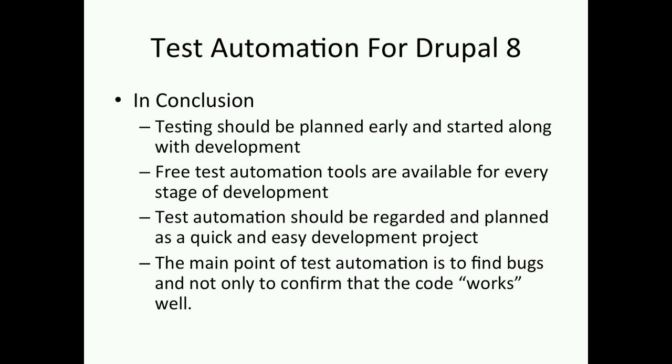And like I said here, they're available for every stage of development. You have to find the one that's best for your own project and also best for your own mentality. Test automation should be regarded and planned as quick and easy development. And to end up, the main point of test automation is to find bugs and not just to confirm that the code works well.